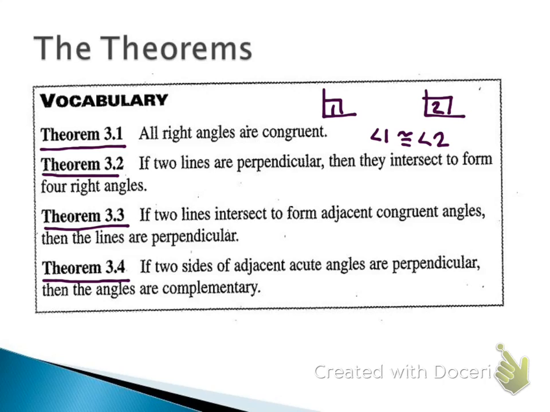Theorem 3.2 says that if 2 lines are perpendicular, then they intersect to form 4 right angles. So typically when you see 2 lines and they're perpendicular, just one of them is labeled as a right angle, they're actually all right angles. That's what theorem 3.2 says.